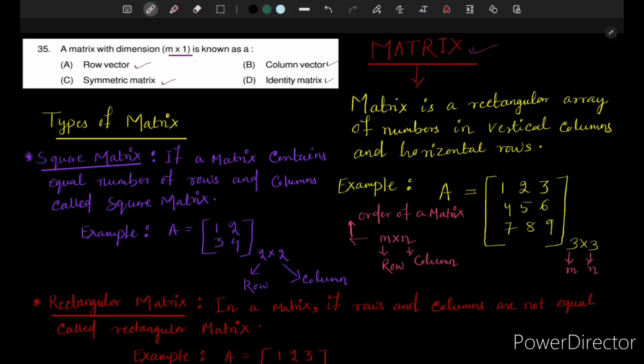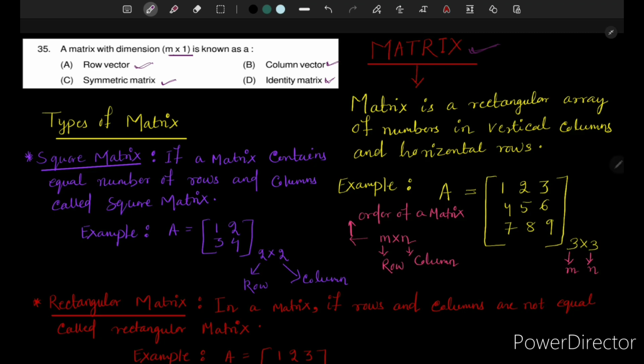Hello dear students, today we will discuss a concept called matrix, and today's question is: a matrix with dimension m by n is known as a dash matrix. Option A, row vector; option B, column vector; option C, symmetric matrix; and option D, identity matrix. This question can be easily solved if we have enough knowledge regarding a matrix.